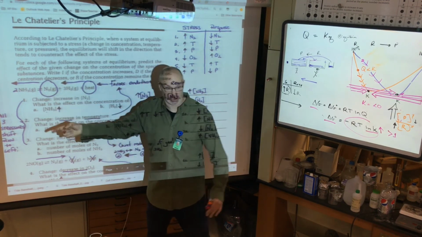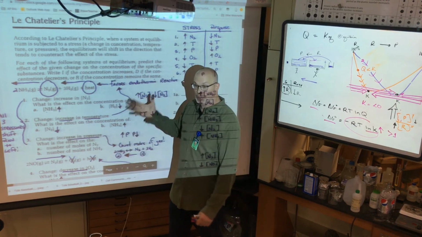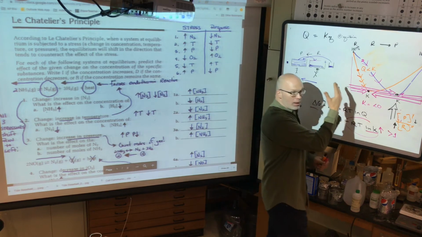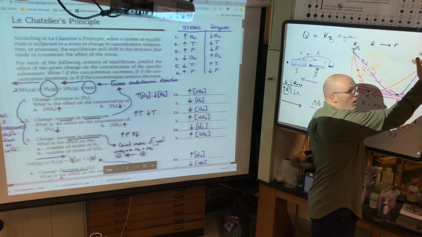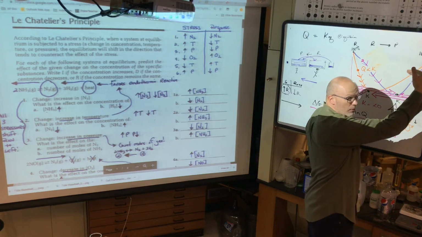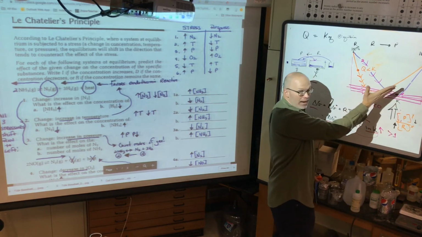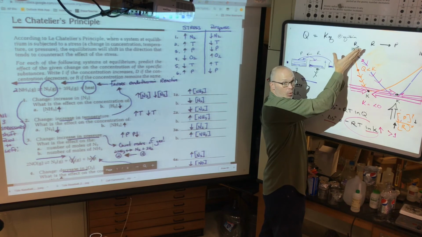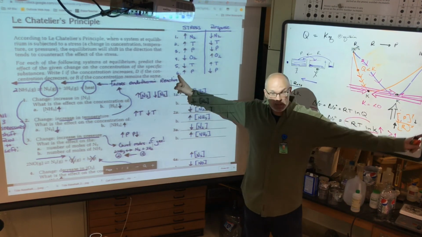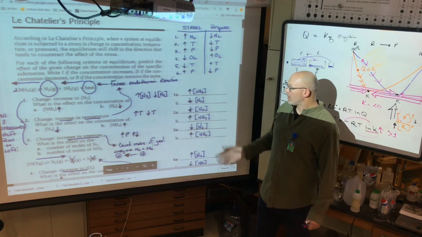And sometimes you can just use that explanation. If you have too much of one, it's going to shift to lower it. If you have too much of the products, where are you? Q is greater than K. If you have too much of the reactants, Q is what? Less than K, and you move this way. That's what this is. So that's all that is.